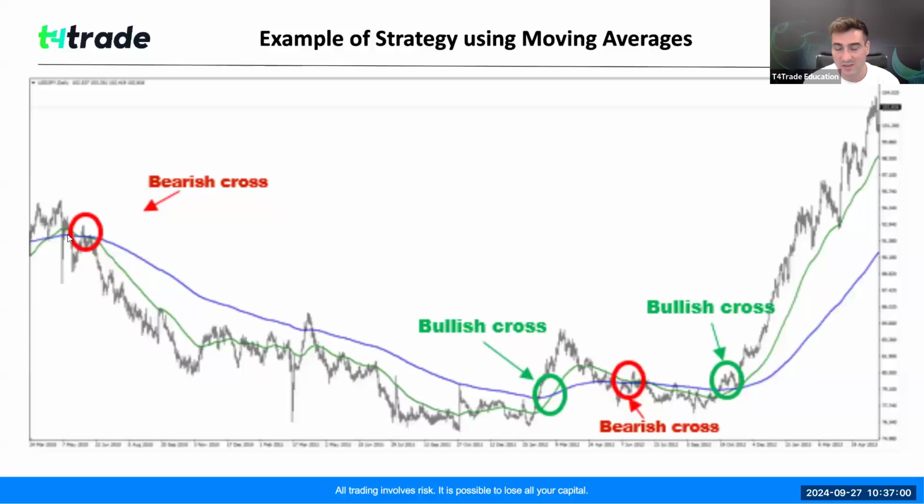So you see here, the green line crossing below the blue line. The short-term moving average has crossed below the long-term moving average, which creates a sell signal, which we call a bearish cross. So the crossover between the two gives you an indication that the trend has shifted, and the market is now heading south. Therefore, you go short.